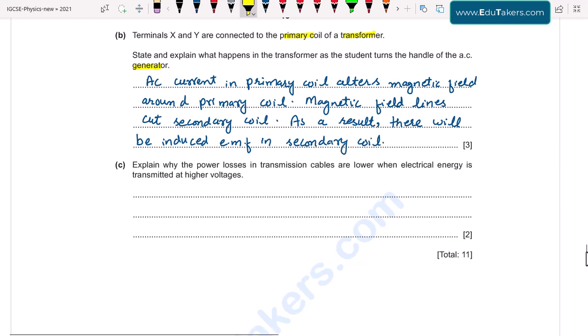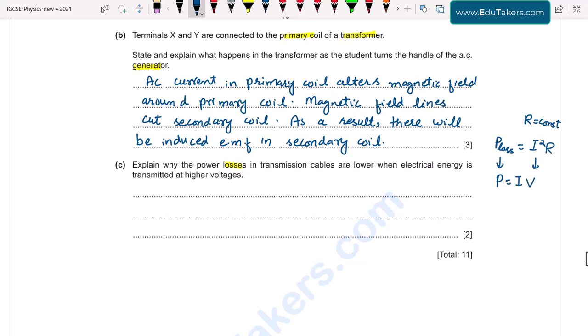Part C. Explain why the power losses in transmission cables are lower when electrical energy is transmitted at higher voltages. So first of all, the resistance of cable may be constant, and we know that power loss is equal to I square R. When R, that is resistance, is constant, then we can reduce the power loss by reducing current. And we also know that P is equal to product of current and voltage.